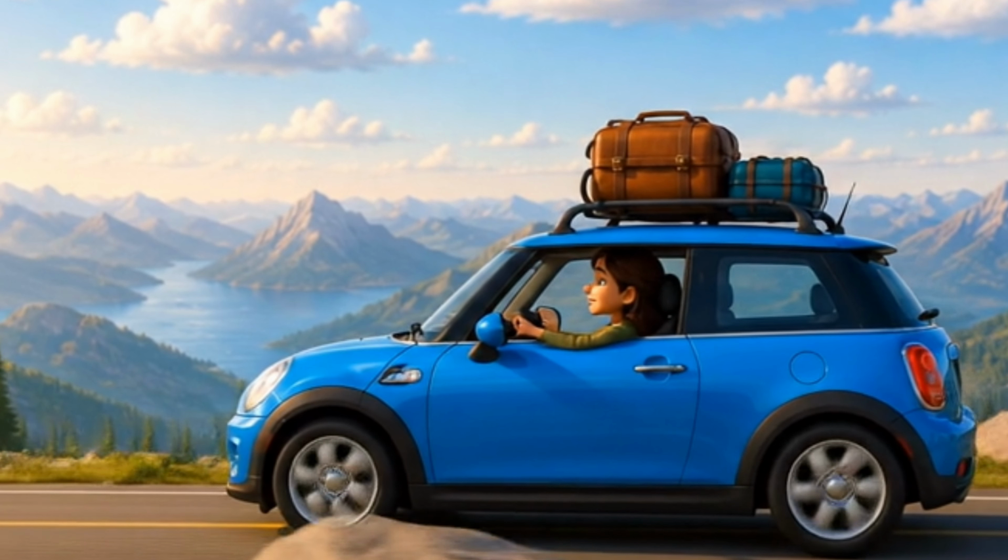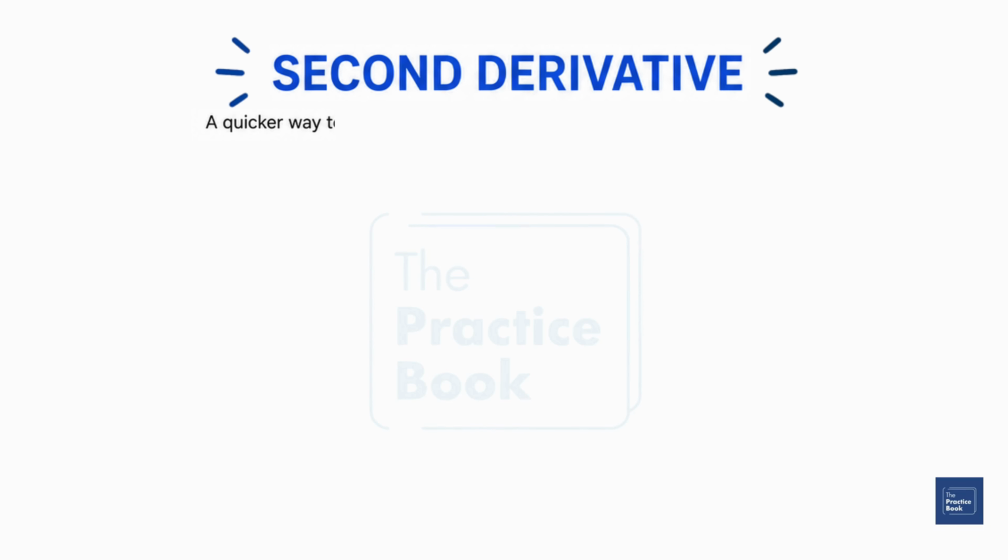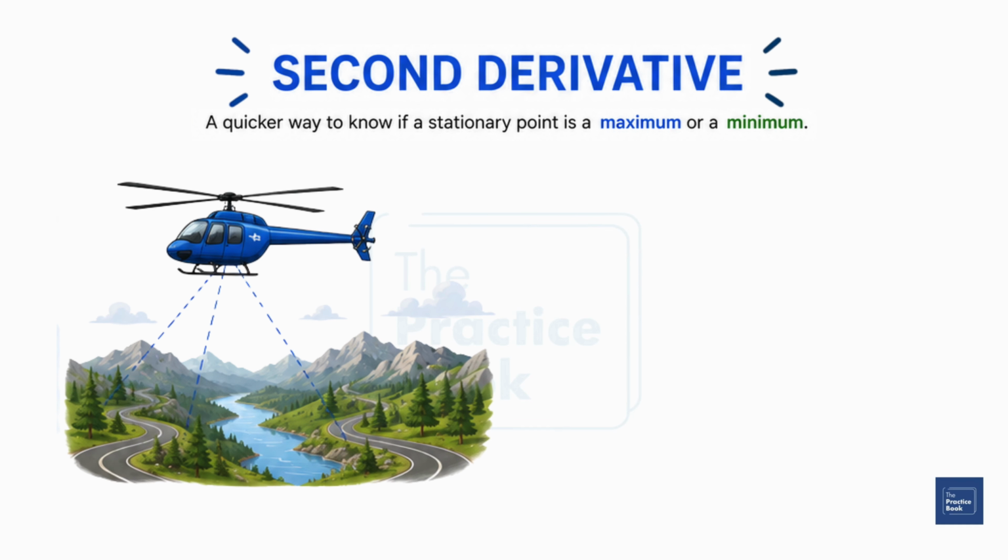There's an even quicker shortcut called the second derivative test. Imagine stepping back and looking at the road from a helicopter instead of sitting inside the car. Instead of asking, "How steep is the road?" you're now asking, "What shape is the road?" To answer that, we differentiate one more time to find d squared y by dx squared, called the second derivative.